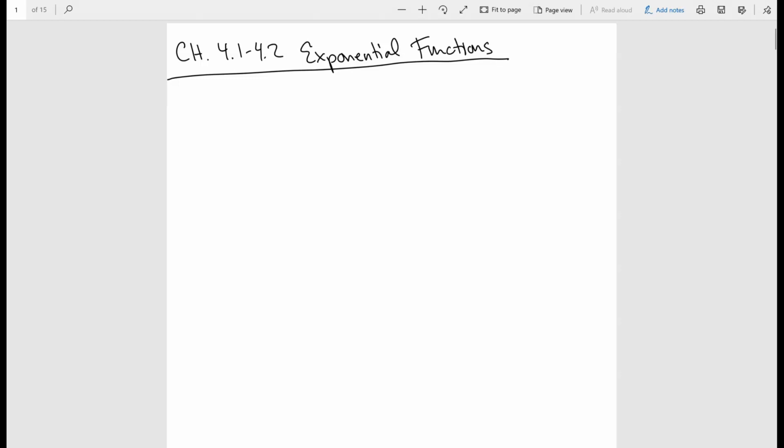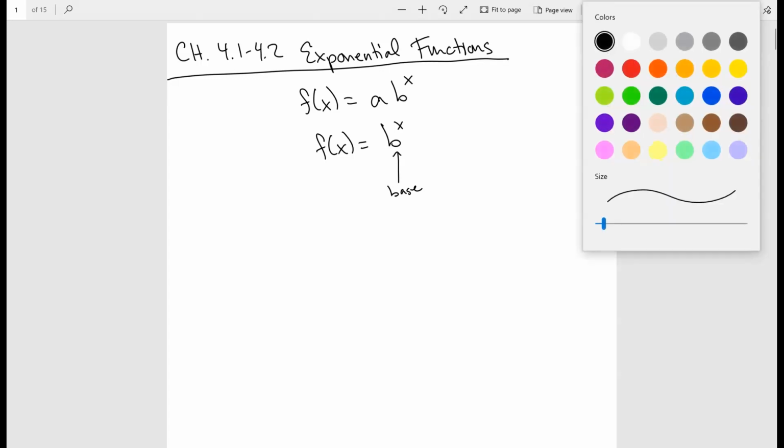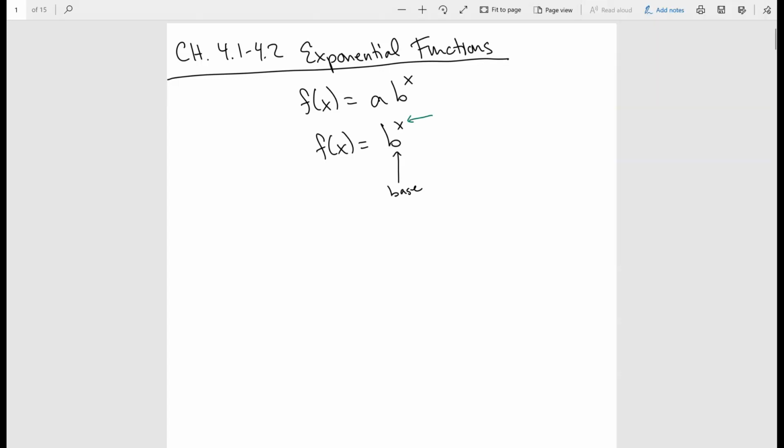Usually when we talk about an exponential function, it has this type of form: a times b^x. Let me write it a little bit differently. Sometimes without the a, you can write it as b^x. I think this might be a little easier to see. This b is what we call the base. This x is no longer the base; now this x is going to be the exponent.